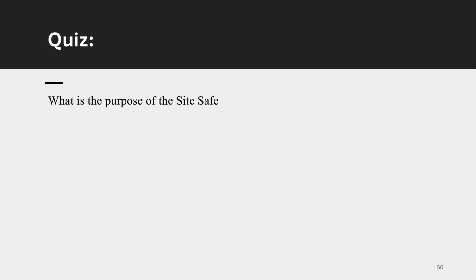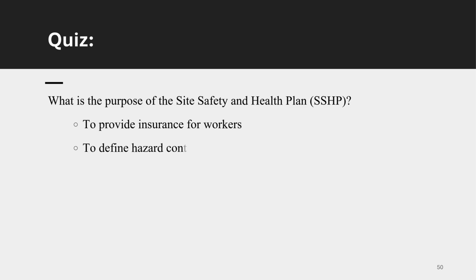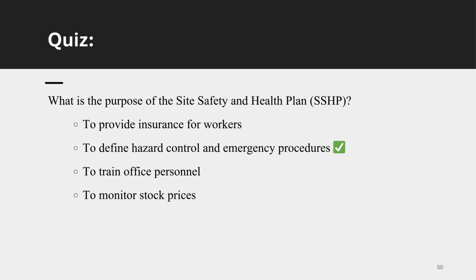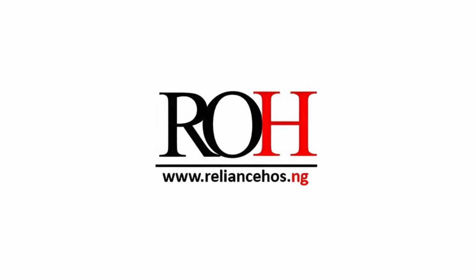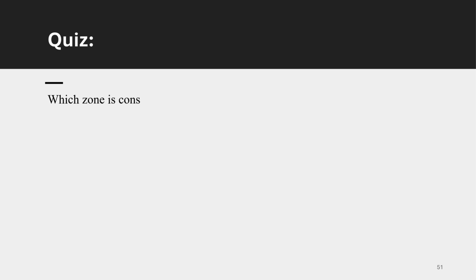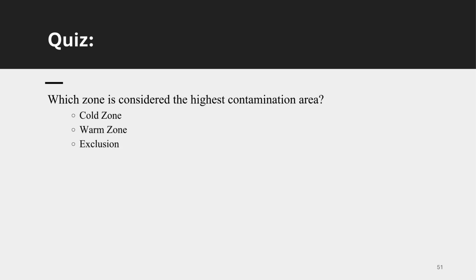Quiz. What is the purpose of the Site Safety and Health Plan, SSHP? To provide insurance for workers, to define hazard control and emergency procedures, to train office personnel, to monitor stock prices. Quiz. Which zone is considered the highest contamination area? Cold zone, warm zone, exclusion zone, hot zone, green zone.